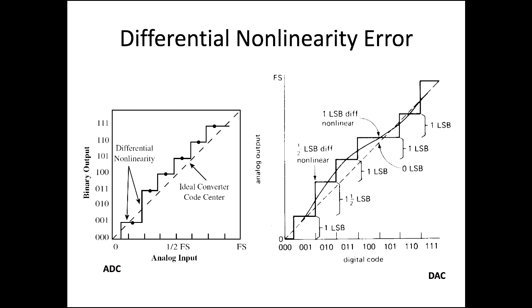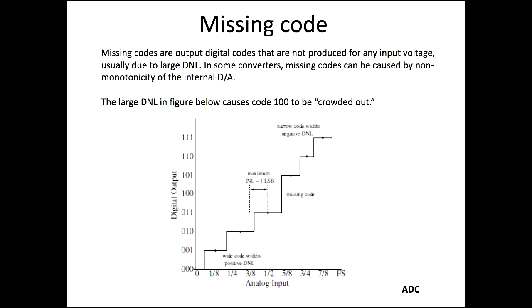So the differential non-linearity error, when you plot it for the ADC, will be something like this. This is for a 3-bit, because we take 3-bit as an example. So this is the analog input. Then see the step size here, it is different. This is because of the differential non-linearity error. And for the DAC also you can see the step size is different, meaning the LSB value is different.